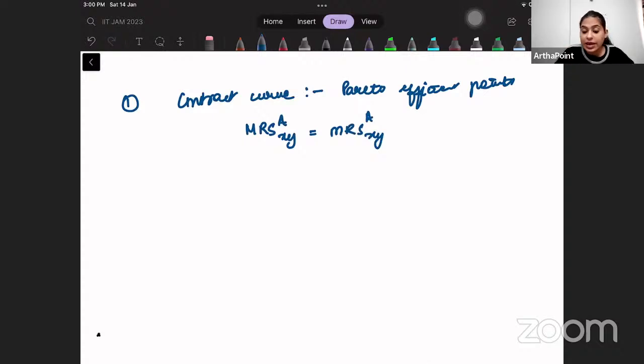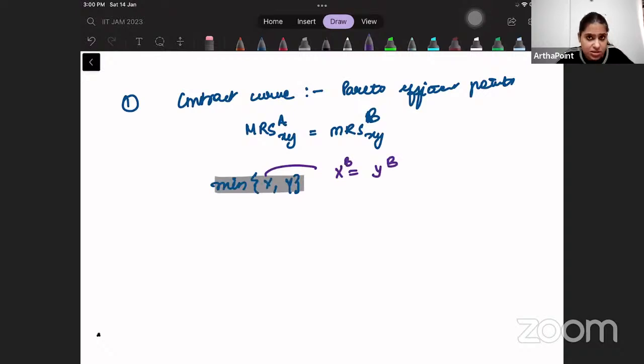Not always. If it had been a min function, min of x, y, then for individual B we would just have equated x equal to y. So his equation would have been xb equal to y. But in this case, given the way the curves are given to me, I know that the contract curve will have MRS A equal to MRS B.